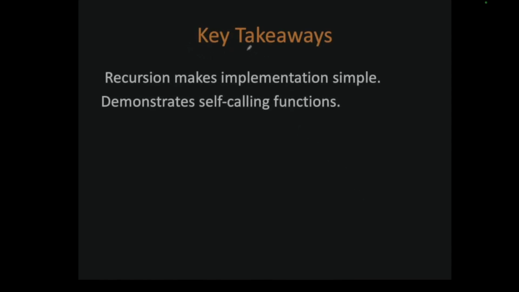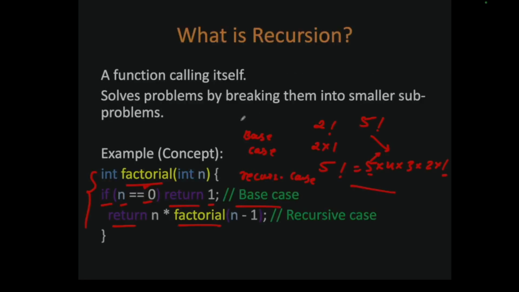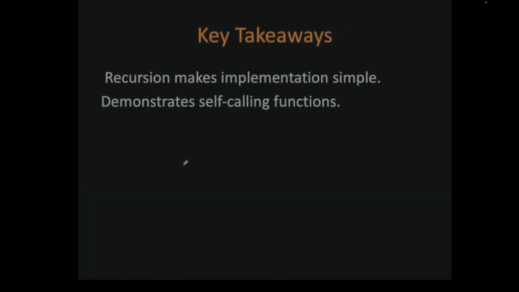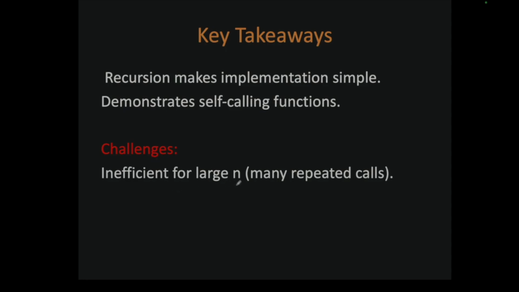Now let's discuss the key takeaways. Recursion makes the implementation very simple. It demonstrates a self-calling function. As we know, instead of a for loop, we can use this small code. So this is way easier. Some challenges: it is inefficient for large n. When large n values come, it will start showing difficulties because it involves repeated calls. It can be optimized with iteration. So when we use iteration, it can be optimized.